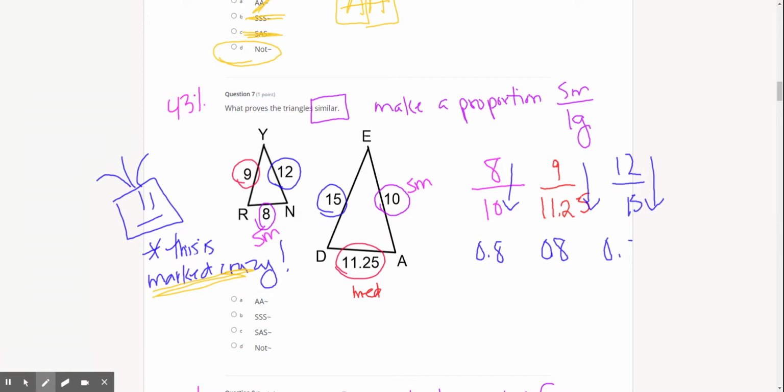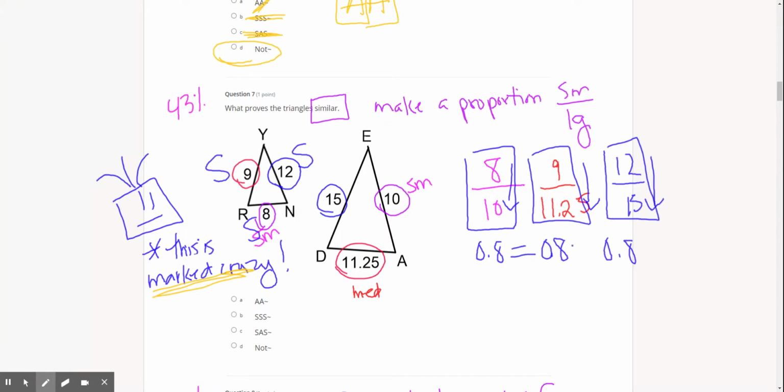0.8. Because all of my fractions match, that means that I've got side, side, side. Every time you have a ratio and another ratio and another ratio, and they all equal, that's giving you side, side, side. For every ratio, every pair of sides, you have one set of sides.